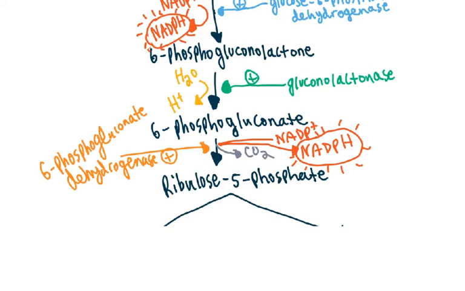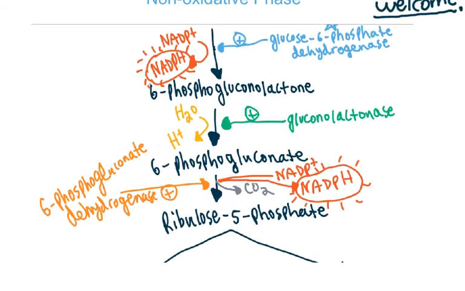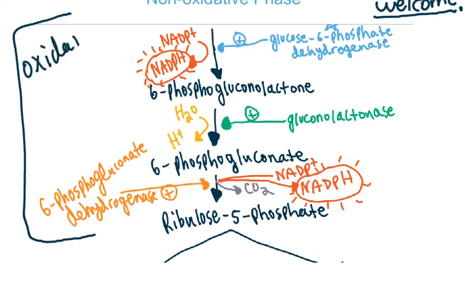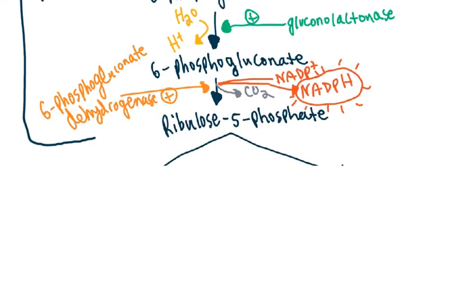Then we went from 6-phosphogluconate to ribulose 5-phosphate, and we actually made NADPH via our 6-phosphogluconate dehydrogenase enzyme. And because we went from a 6-carbon molecule to a 5-carbon molecule, we had to lose a carbon, and we lost that carbon through the release of carbon dioxide. And we said that all of this, from glucose 6-phosphate to ribulose 5-phosphate, was the oxidative phase of the pentose phosphate pathway. Now let's look at the non-oxidative phase of the pentose phosphate pathway.